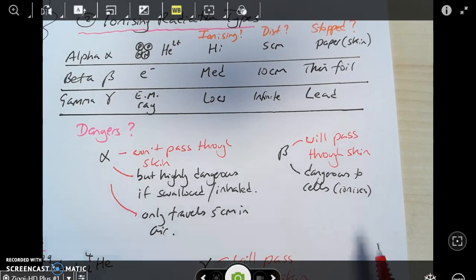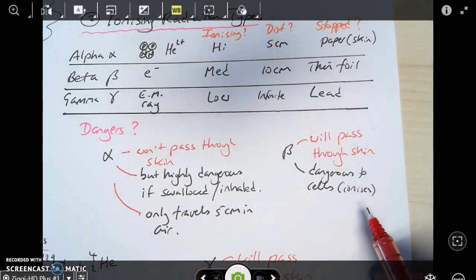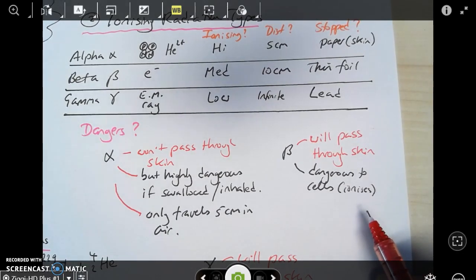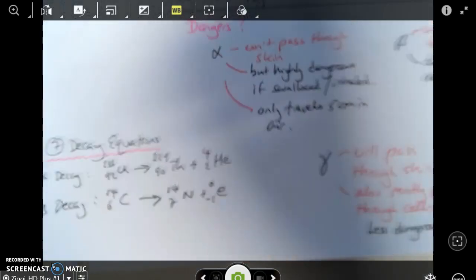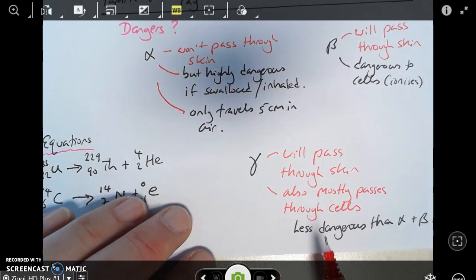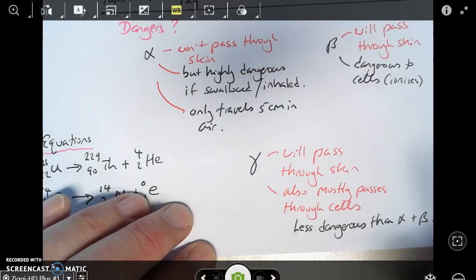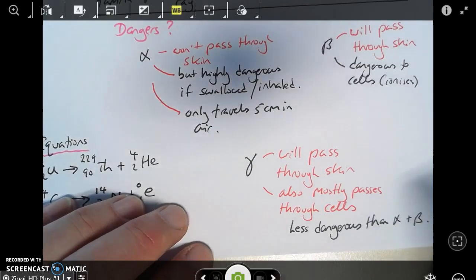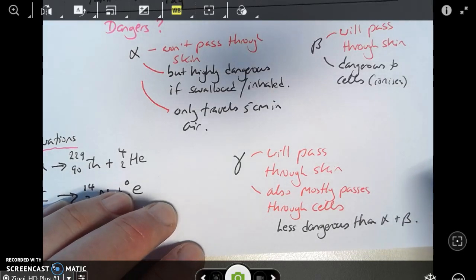Beta particles will pass through your skin, and they are quite ionizing, so they do have those same risks associated with them if they get into your body. Again, if you swallow them and breathe them in, you're in real trouble, but they can also get in through your skin. Finally, we have gamma radiation. That will pass through your skin and also passes through everything else in your body. So it just passes in through one side and straight out the other, and is highly unlikely to actually interact with the cells in your body. But if it does, it can cause some damage, but it makes it less dangerous than alpha and beta.